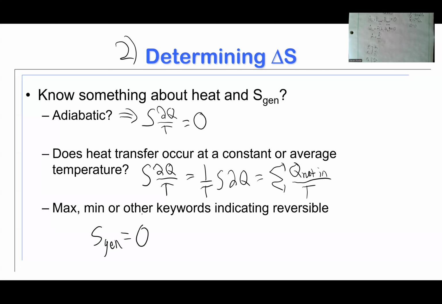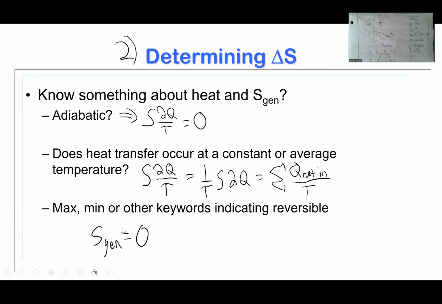If the problem statement has told you, hey, this is the best possible version of this device, in the case of a compressor, it's requiring the minimum input. In the case of a turbine, it's generating the maximum output. In the case of a nozzle, you're getting the highest exit velocity, because the goal of a nozzle is to increase the exit velocity. So these are different ways that we would encounter S-gen as 0.